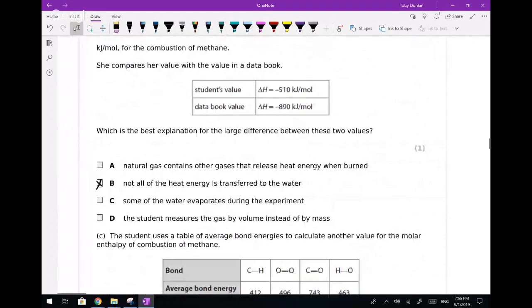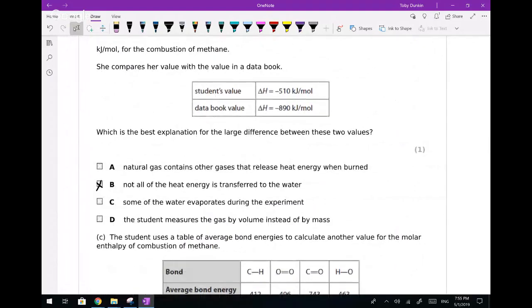Nice to talk about data books again. Student value is minus 510. The data book value is minus nearly 900. Big discrepancy. Natural gas contains other things that release energy when burned. Totally possible, but wouldn't really give a discrepancy that high because they're releasing energy as well. Not all the heat energy is transferred to the water. There's heat loss. Biggest one by a mile, guaranteed.